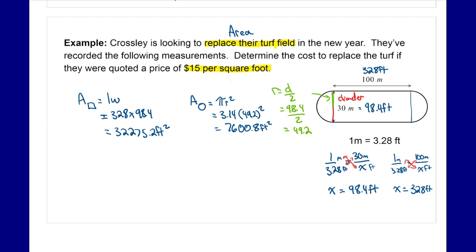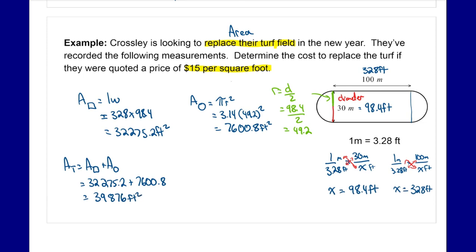And because the total area is equal to the area of the rectangle plus the area of the circle, we have 32,275.2 feet, I'll save those units for the end, plus the area of the circle, 7,600.8. We get 39,876 square feet.